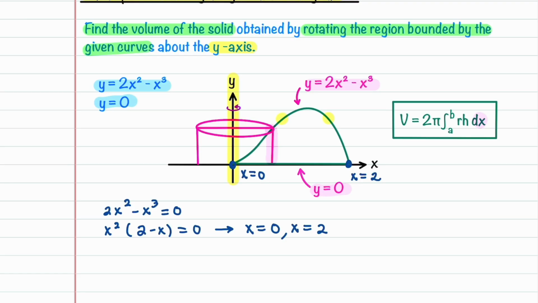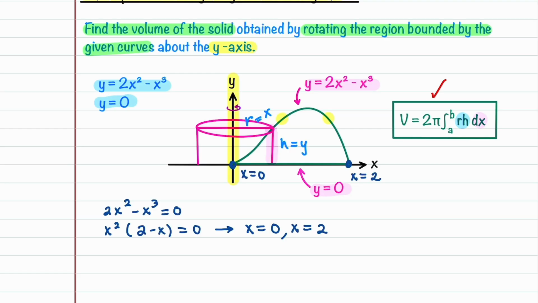Now what we have to do is look up here at our formula. Our formula for the volume of the solid that we're going to get is 2 pi times the integral from a to b, that will be from 0 to 2, r times h dx. What we need to do now is find r and h. This is our radius, and this is our height. The radius is the distance from the curve to the y-axis, and that is equal to x. And then h is the distance from the x-axis to the curve, and that is equal to y.